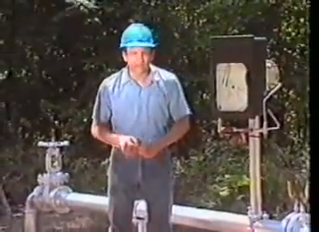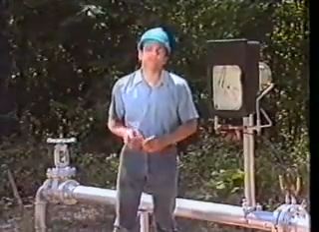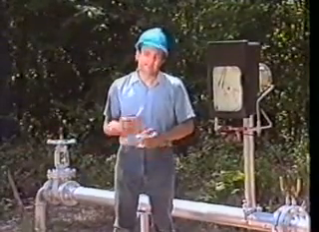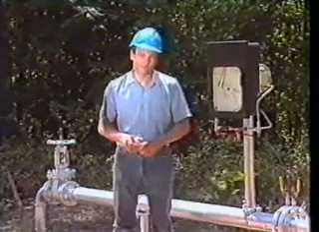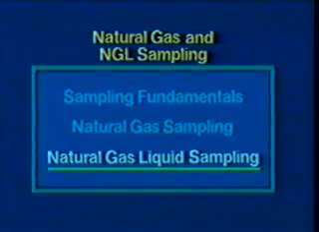In the second section, we talked about the equipment and some of the procedures used in obtaining a natural gas sample. In this last section, let's look at the equipment and procedures used in obtaining an NGL, or natural gas liquid sample. This is the third section of a three-section module dealing with fundamentals of natural gas and natural gas liquid sampling.